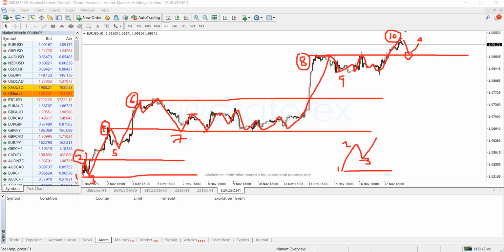Now look at what we have here. We're expecting the price to come back to 8. It might as well fail the 8 and come back where? To 6. And then this now holds as what? This holds as support and then pushes higher back to the highest point of 10.